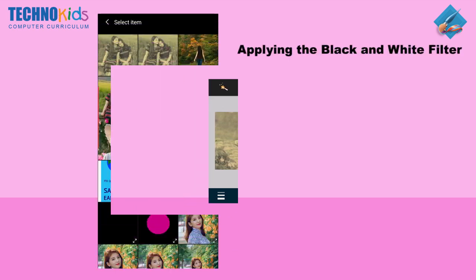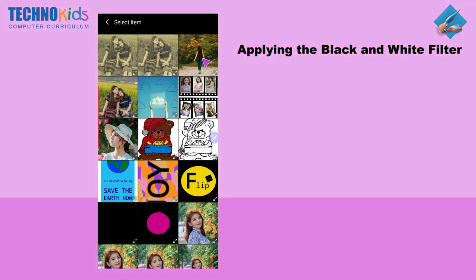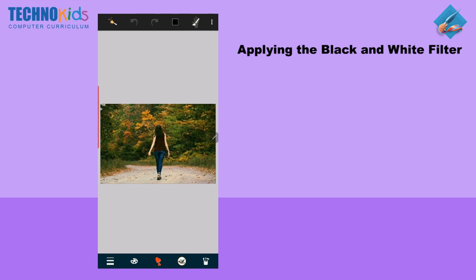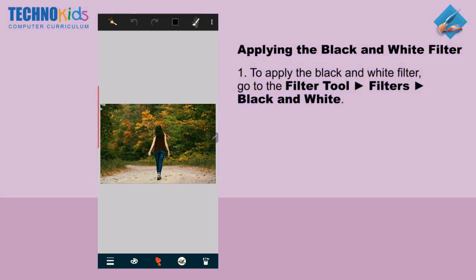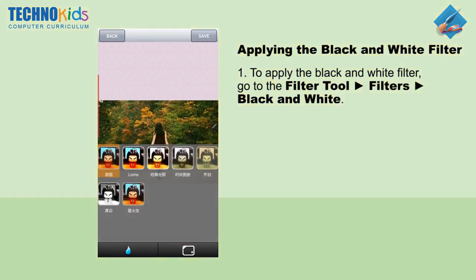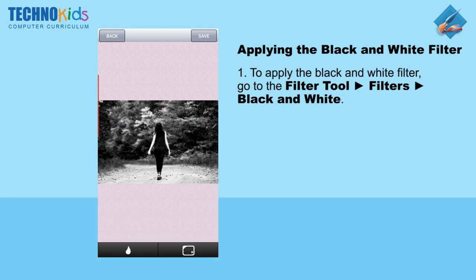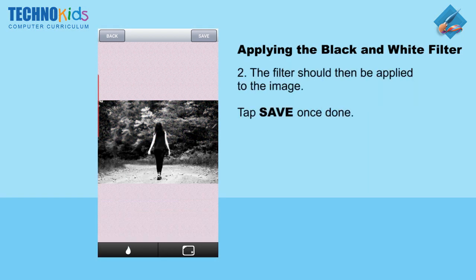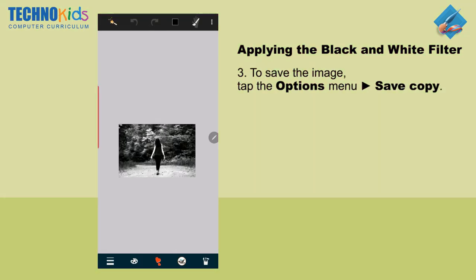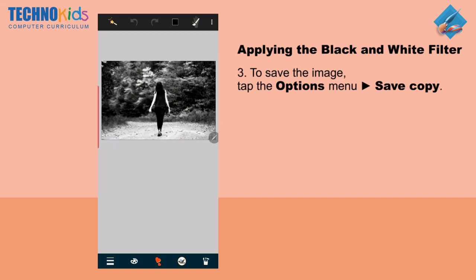Applying the black and white filter. Number 1. To apply the black and white filter, go to the Filter tool, Filters, Black and White. Number 2. The filter should then be applied to the image. Tap Save once done. Number 3. To save the image, tap the Options menu, Save Copy.